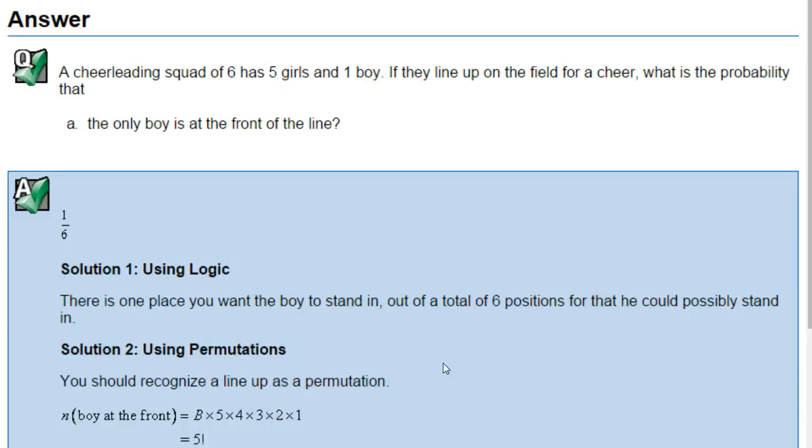We've got 2 solutions available to us. We can use basic logic, and there's only one place that we want the boy to stand, and that is at the front. So out of 6 positions, he can only stand in one of them, so that's 1 in 6.